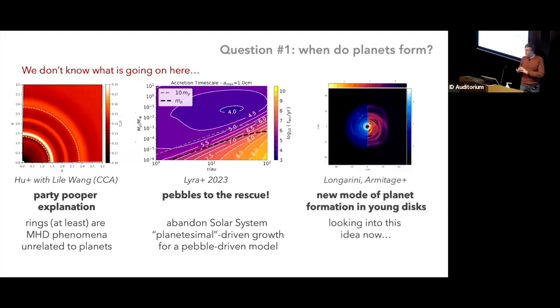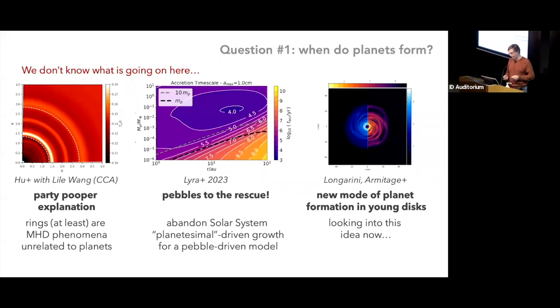And then there's a third possibility, which is actually maybe the most exciting, which is, maybe this data is pushing us towards actually a different mode of planet formation that could take place in really young disks, but would not be able to take place in the older disks that were the previous focus of planet formation theory. And this is an idea which we're looking at in various dimensions here at the moment.